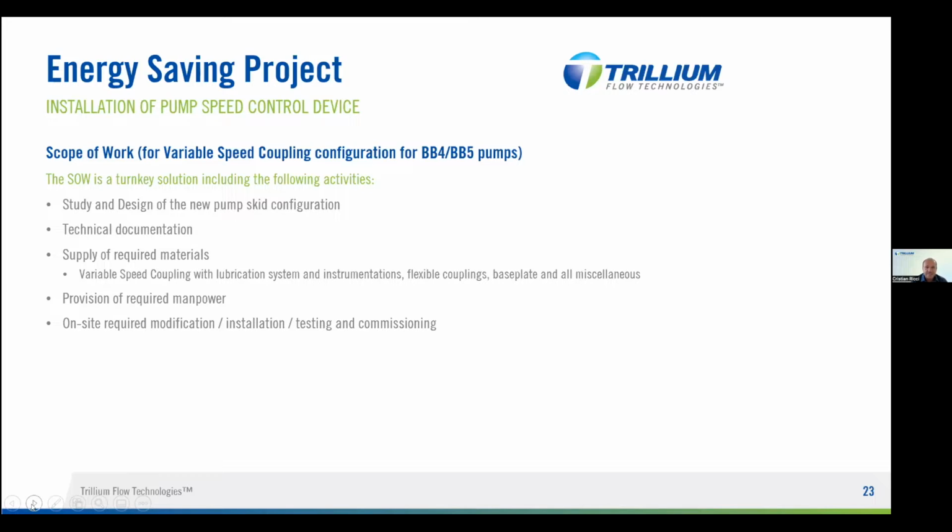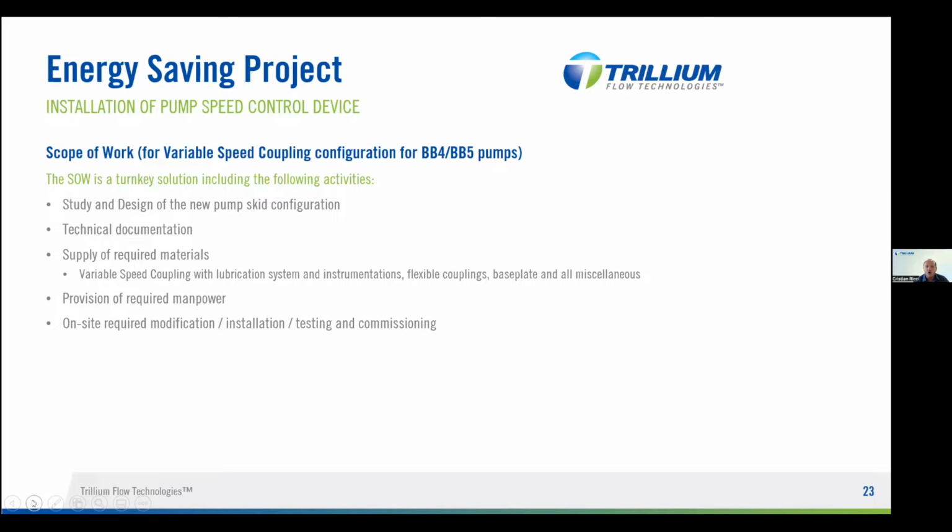Okay, so which is mainly the scope of work for such kind of job? Of course, there will be a study and design of the new pump skid configuration. We will provide the customer all the technical documentation from configuration A to configuration B. We will supply all the required material, including the variable speed coupling, the lubrication system, all the instrumentation, flexible coupling, base plate, and all the miscellaneous piping and so on in order to complete the supply.